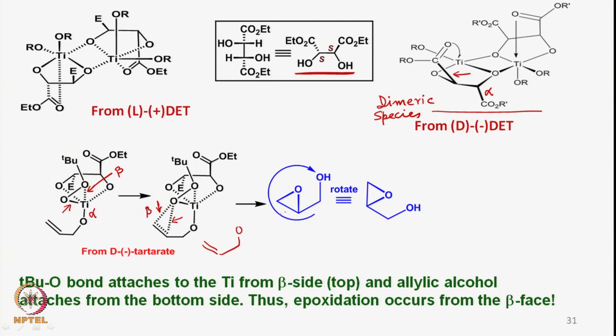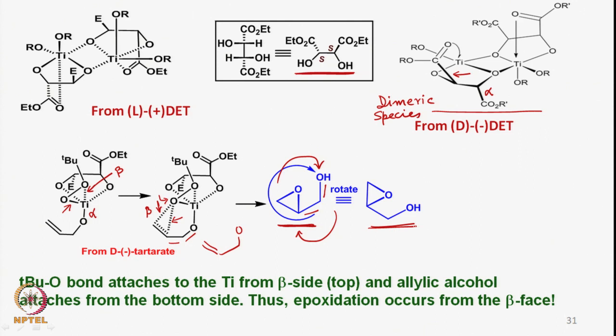If it is taking place from the beta side, and this part is here, this part is here, then we can get the epoxy alcohol like this, because this is the epoxide oxygen. Now if we simply rotate it in this fashion, as I have shown here, we get the epoxy alcohol having this configuration.